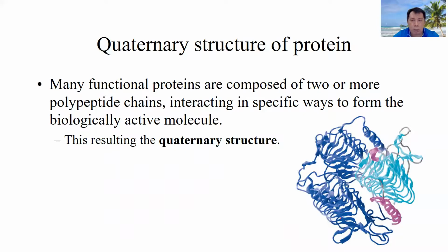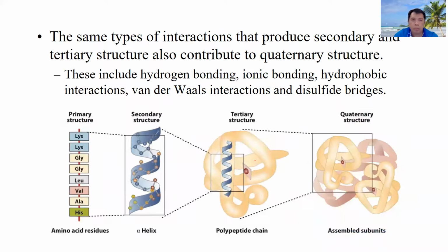Okay, the last one is the quaternary structure of protein. As you know, functional proteins are composed of two or more polypeptide chains. That's why I say functional protein. So this is called the quaternary structure. And the same types of interactions that produce secondary and tertiary structure also contribute to the quaternary structure. So that includes all the five main factors there.